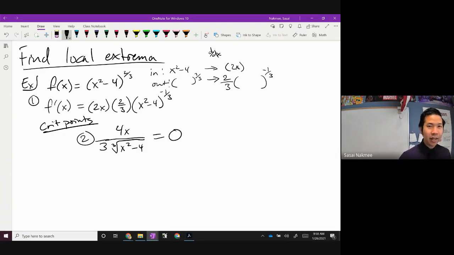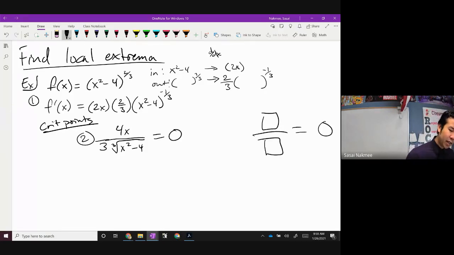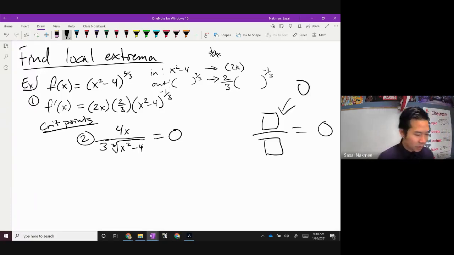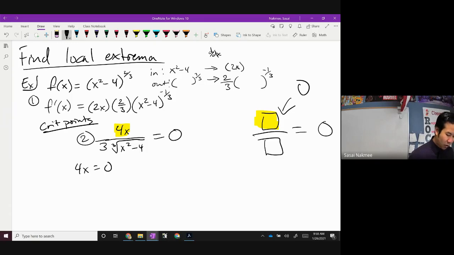When you're dealing with a rational expression, meaning a fraction, the only time a fraction, something over something, can ever equal 0 is if the top part is equal to 0. That's the only way. And the only way this top part is ever going to equal 0 is if 4x is equal to 0. That's the first thing I'm going to try to solve here. That's going to happen when 4x is equal to 0, and that happens when x is equal to 0.